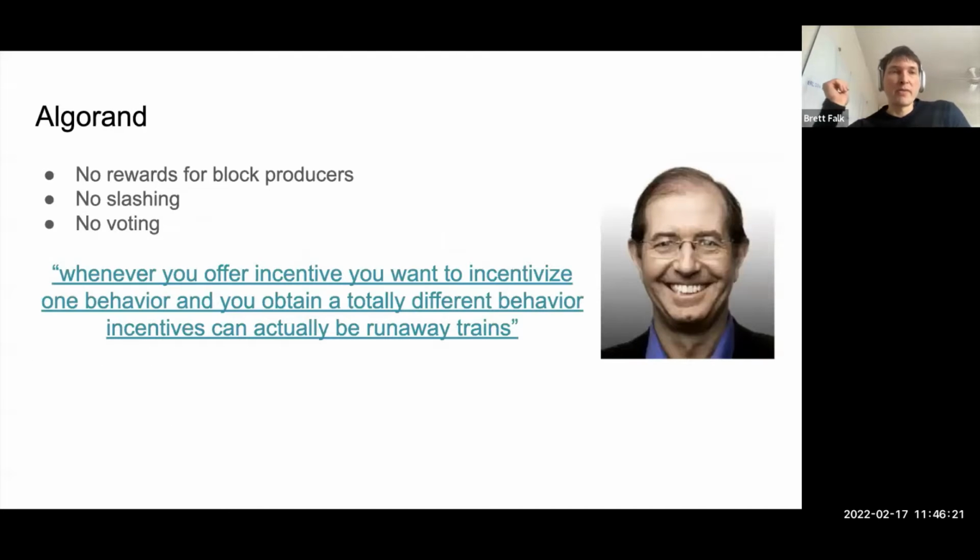And one of the arguments for doing this is basically that incentives are really complicated. And so Algorand very publicly adopts this sort of incentive-free design. So there's no rewards for block producers, there's no slashing for misbehavior, and there's no voting, because they say it's really hard to design these kinds of incentives.